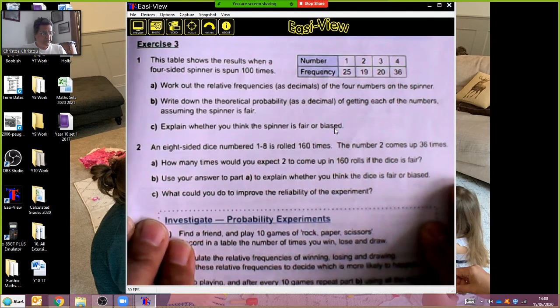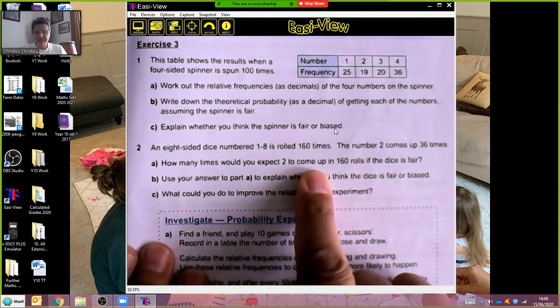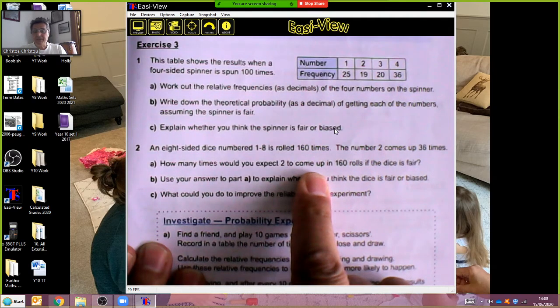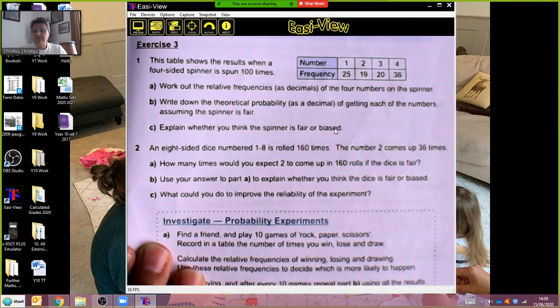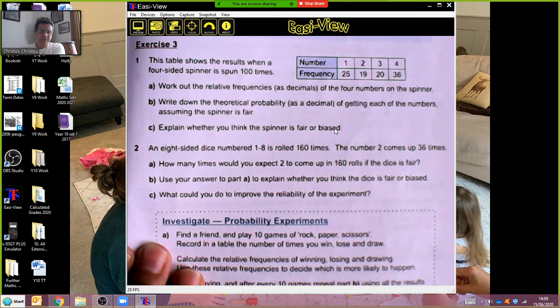And question 2 is about an 8-sided dice. They're spinning it 160 times. It's quite boring. It's quite quick. The 2 comes up 36 times, just as a fact. And how many times do you expect the 2 to come up with 160 rolls if the dice was completely fair? Any ideas how to work that out?